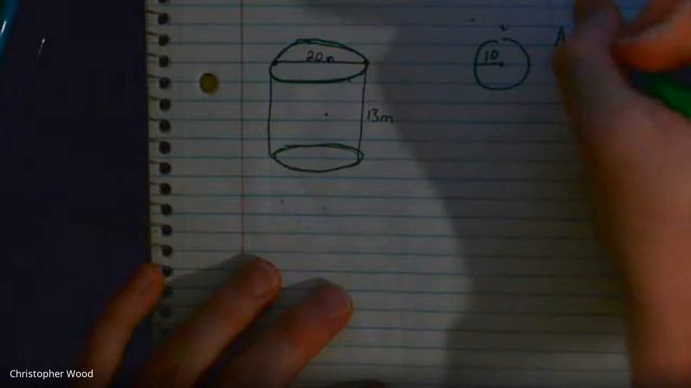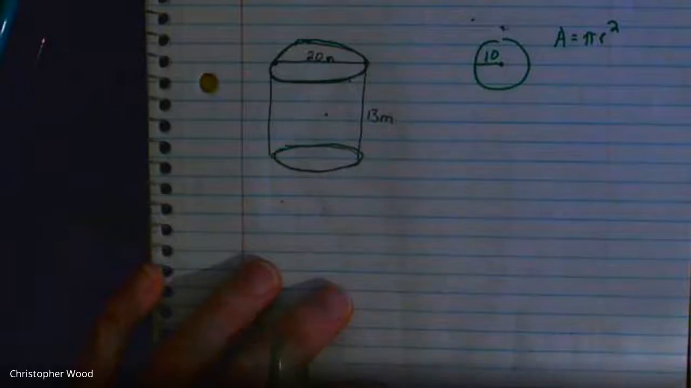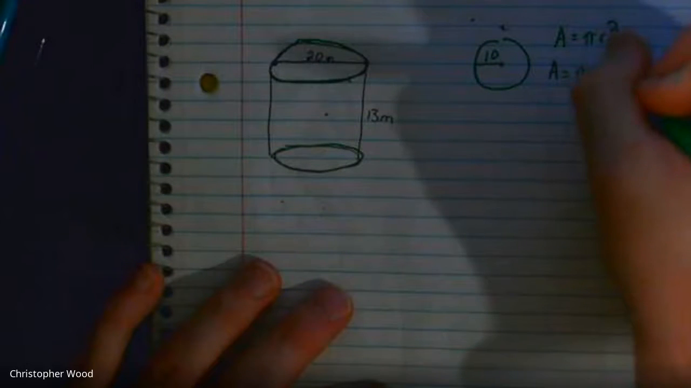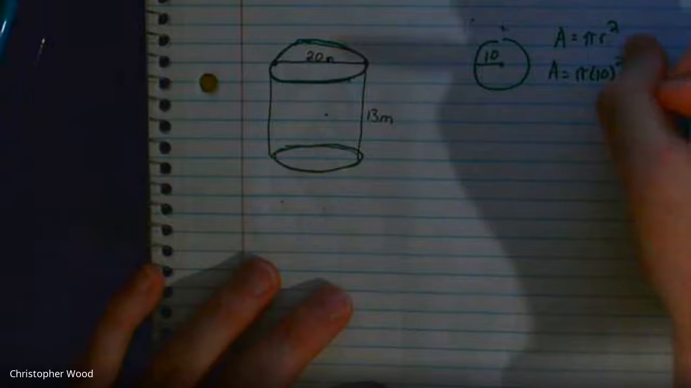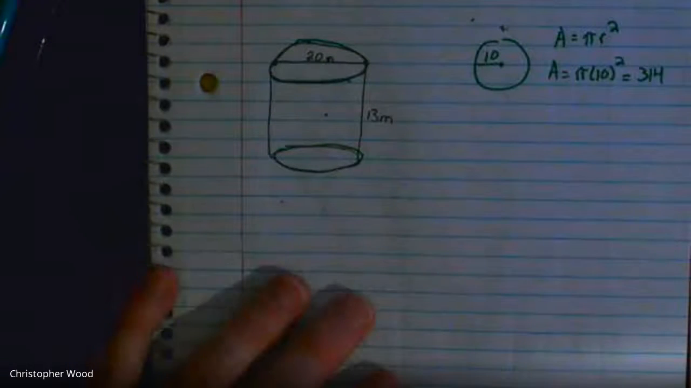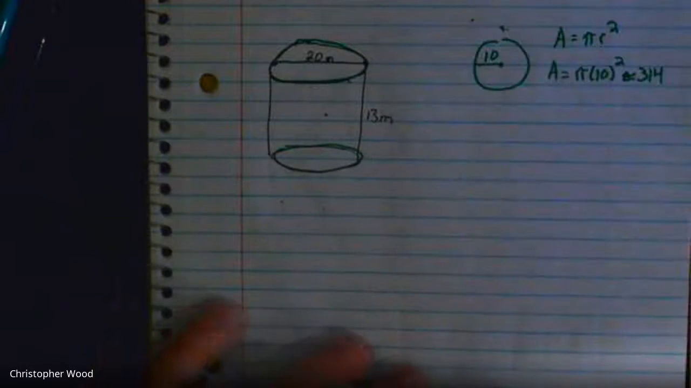So the radius is 10. The area of a circle is pi r squared. That's why I wanted my radius. So the area of the circle is pi times 10 squared, which is about 314 if you use 3.14 in your calculator. So it's about 314. But again, we have 2 of these.